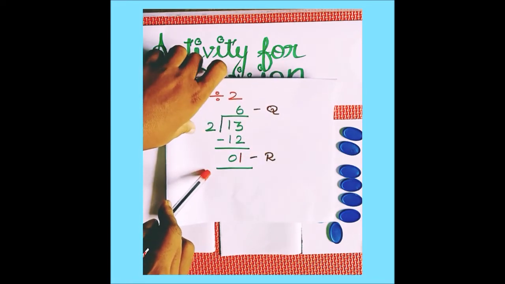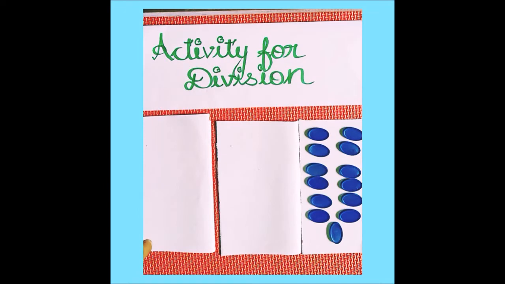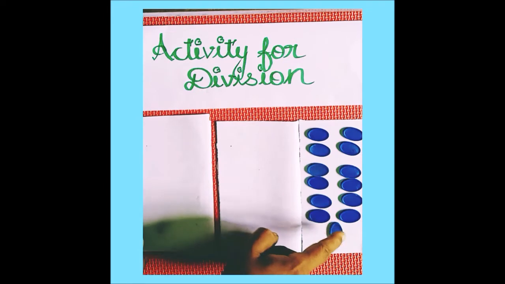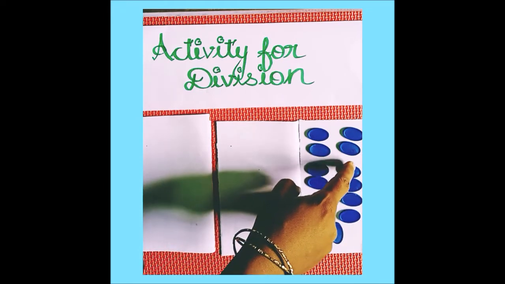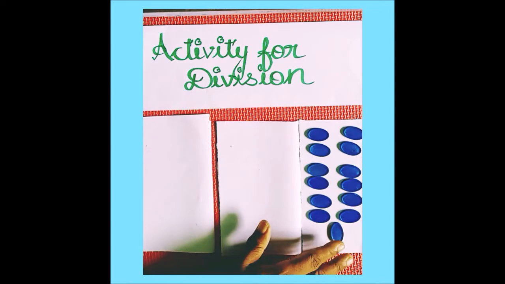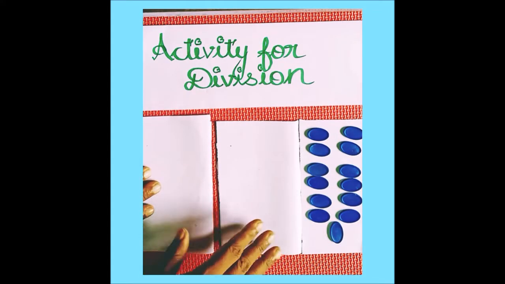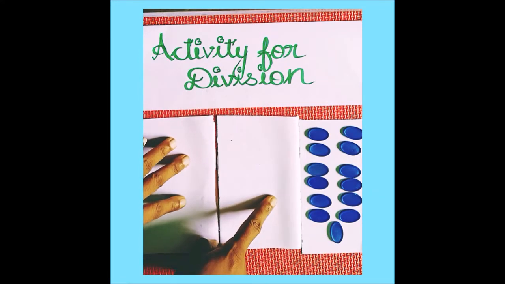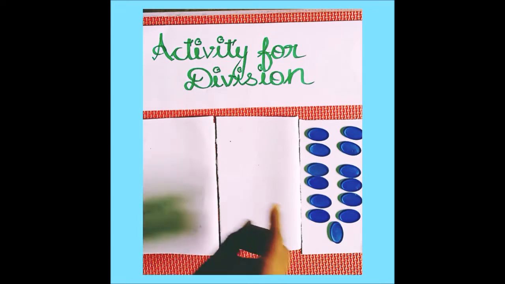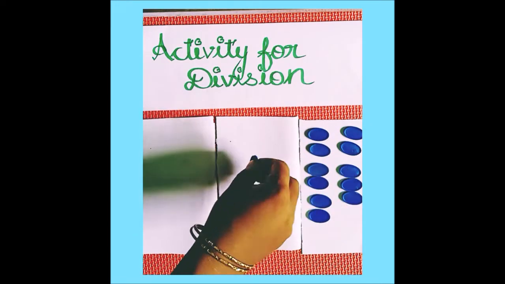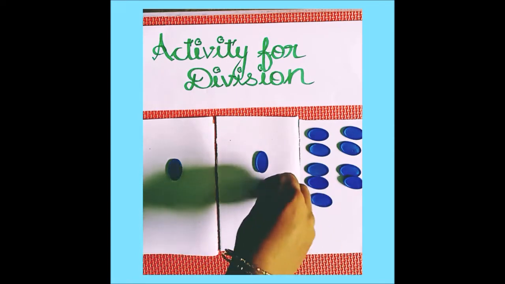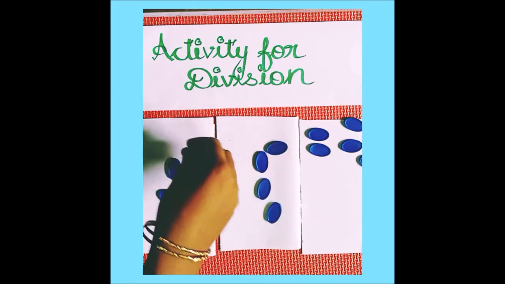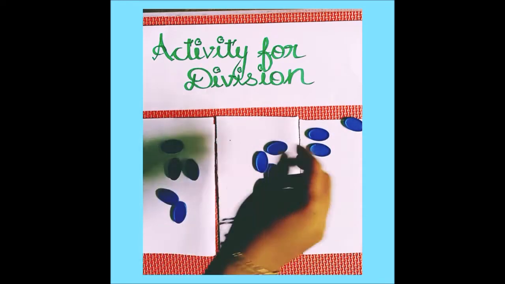Now we are going to do an activity for this sum. For that we have to take how many coins? Yes, 13 coins. 1, 2, 3, 4, 5, 6, 7, 8, 9, 10, 11, 12, 13. We have to divide these 13 coins into 2 equal parts. Why are we dividing this 13 into 2? Because our divisor is 2. So we have to take 2 coins at once and give 1 to each part. Similarly we have to do for all the coins. Let us see what quotient we get and the remainder.